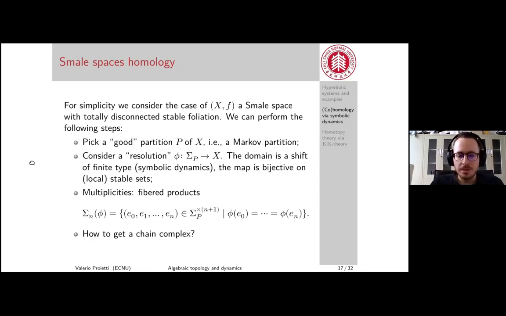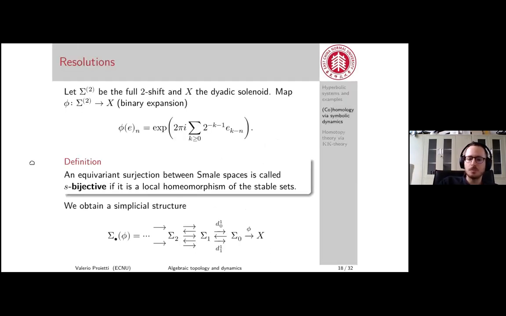Okay, so this is a simplicial structure. Clearly we have projections down from sigma n to sigma n-1. So we're getting closer. And now, how do we get a chain complex? Now we need a functor to abelian groups. This is what's lacking at the moment. Before I answer this question, I want to say a few more things on what this resolution and this bijectivity on local stable sets looks like.